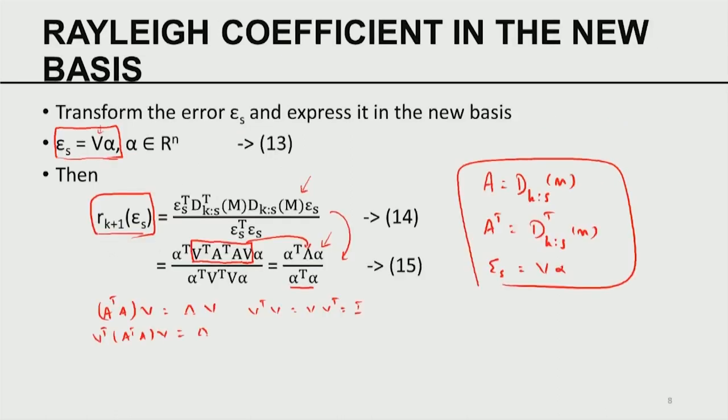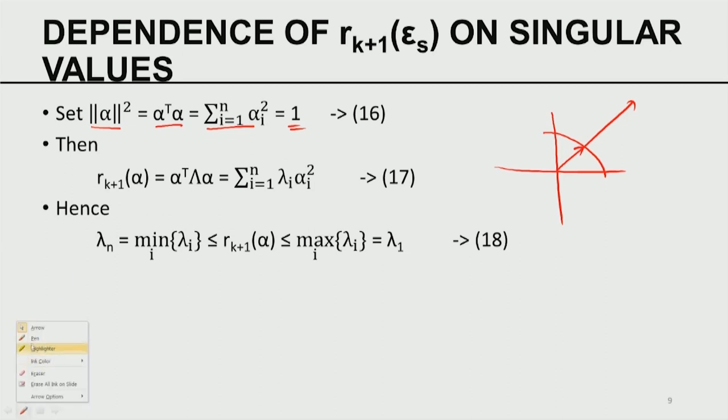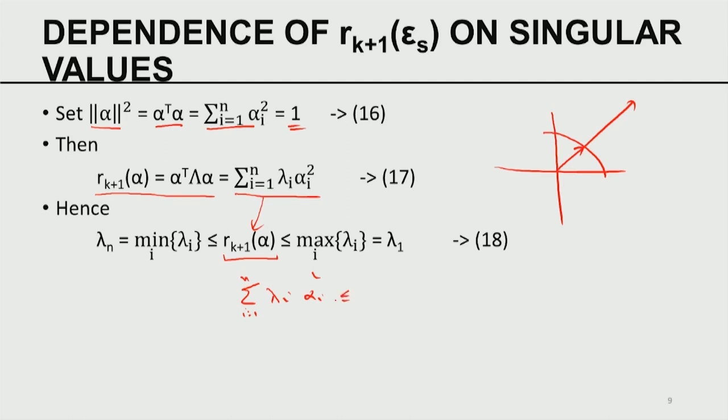So in this case, the denominator becomes 1. Therefore, RK plus 1 of alpha is essentially the numerator, which is alpha transpose lambda alpha, which is again given by summation lambda I alpha I square. From here, the following inequality follows directly. This is the actual value. Since the sum of alpha I square is 1, you can readily see summation lambda I alpha I square, I equal to 1 to n, is less than or equal to maximum over I of lambda I times summation alpha I square, I equal to 1 to n, and that is equal to 1. So that gives rise to this.